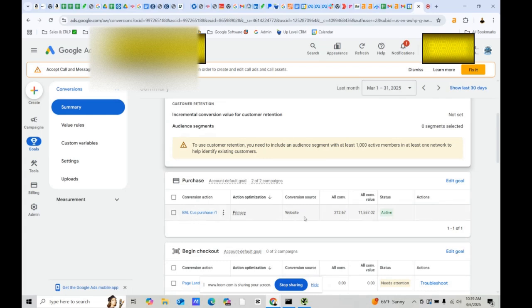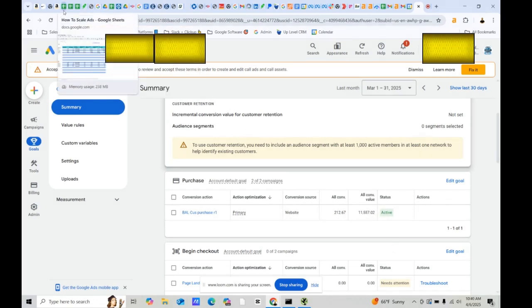So going over the data here. We've had 212 conversions approximately in the month of March. And the total pulled conversion value from the e-commerce software was $11,557. Okay, so now let's go do some math.